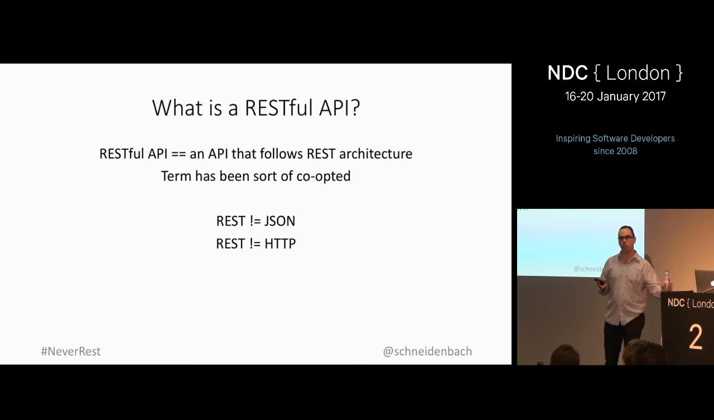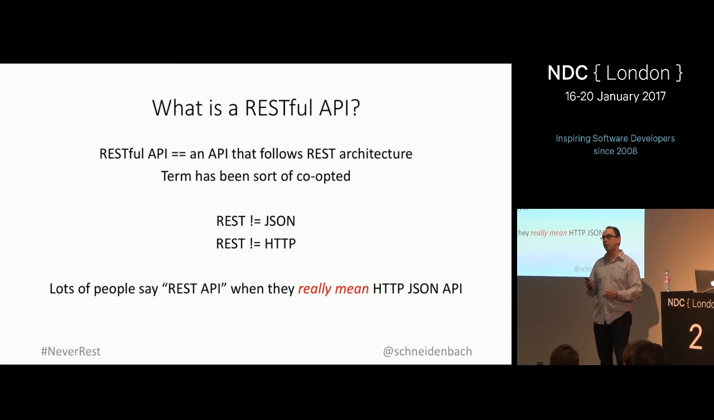And when people say RESTful API, usually what they mean is an HTTP API that returns JSON, or sometimes XML. And that's what people think. For the purposes of this talk, we're going to go with the common, well-understood definition. When I say RESTful API, I'm just going to refer to an HTTP API that probably returns some kind of JSON or XML. We're going to use JSON in all of our examples, so we're going to stick with that just for the sake of clarity, right?